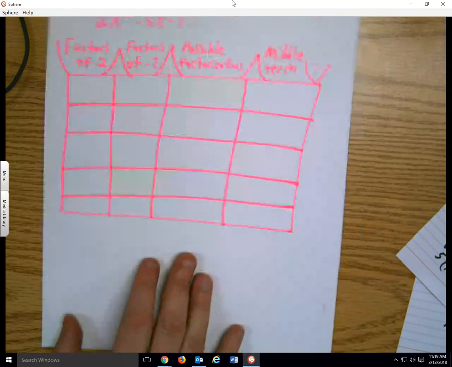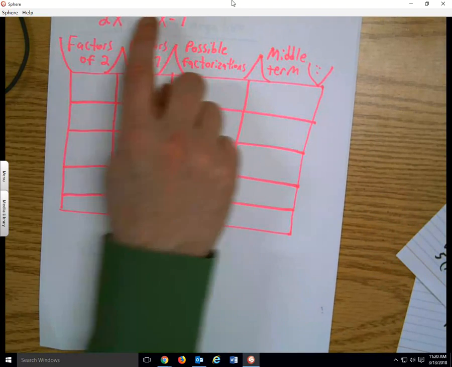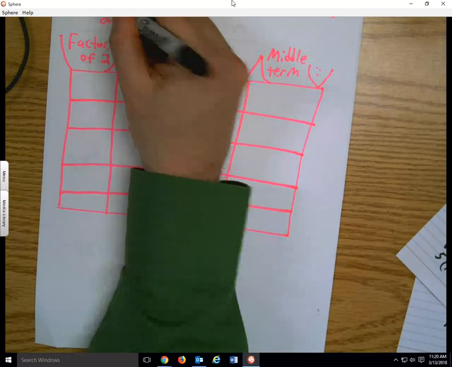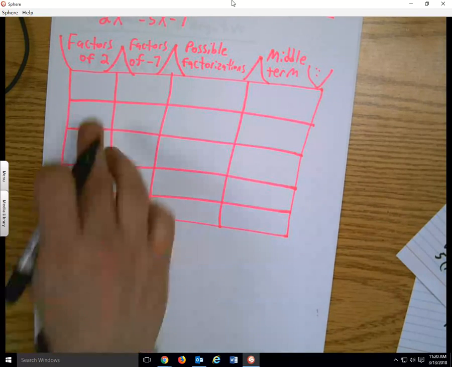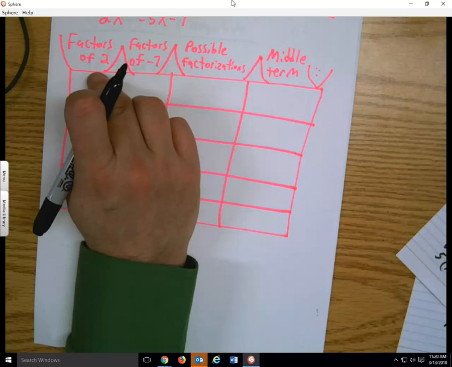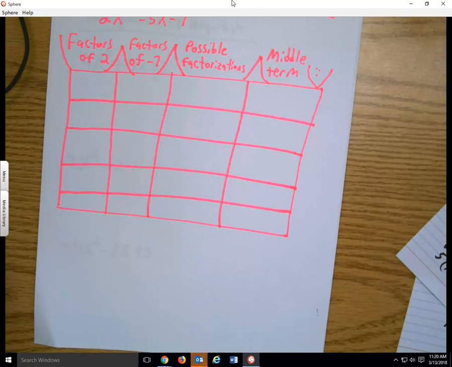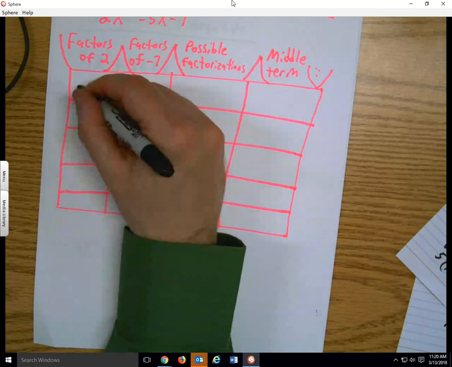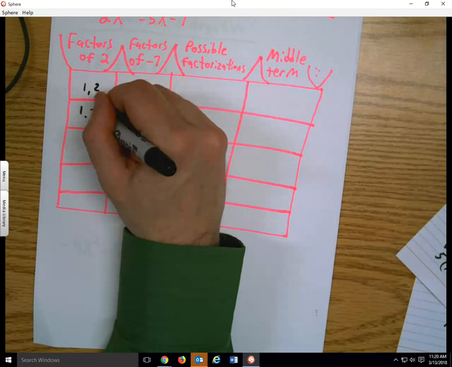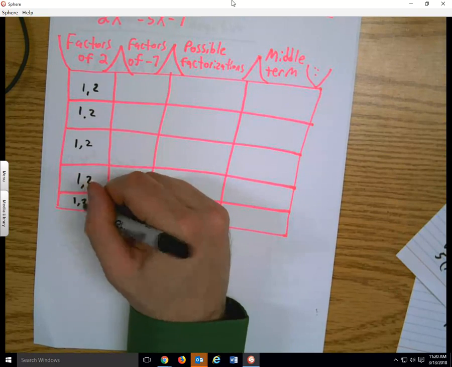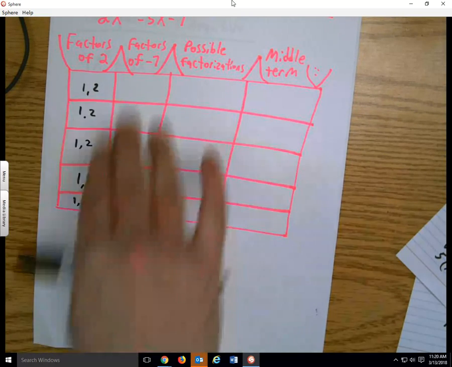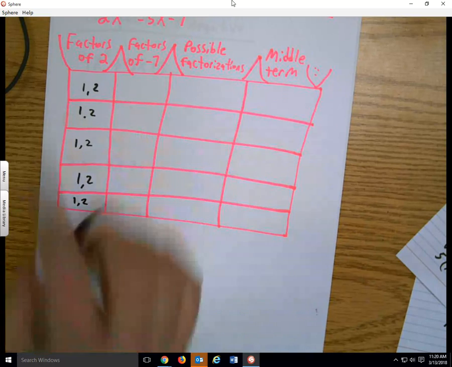Okay, so what if you had one where the C term is negative? Remember, it's A term, B term, C term. So we still do the same thing. What are the factors of the A term? Well, the factors of 2. What times what would multiply to 2? Okay, so I'm going to say that's just 1 and 2, 1 times 2. I've already looked at this problem. That's how come I know how many boxes to make. Actually, I think I put an extra box in.